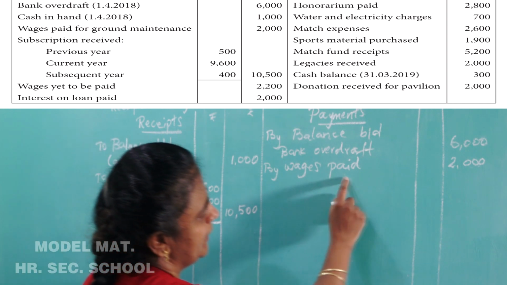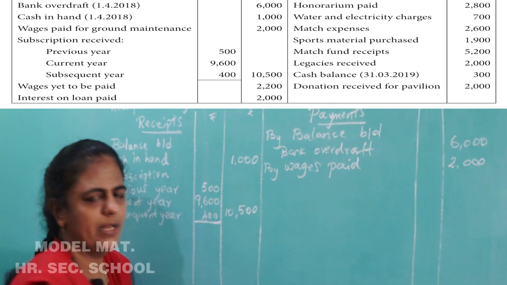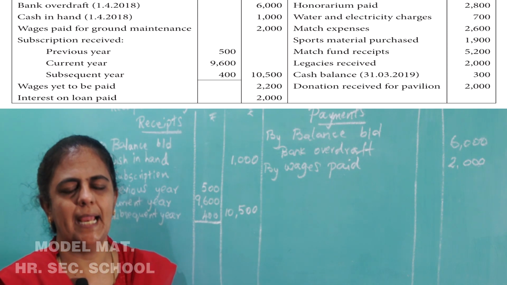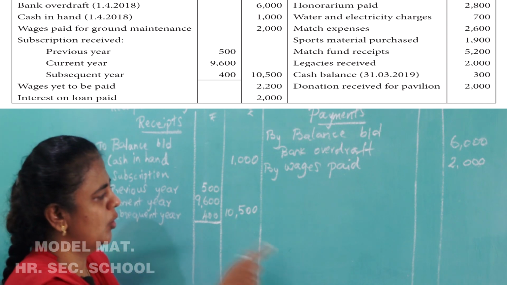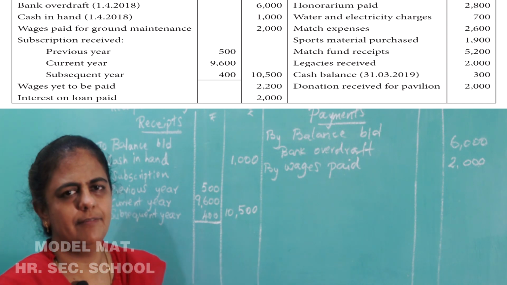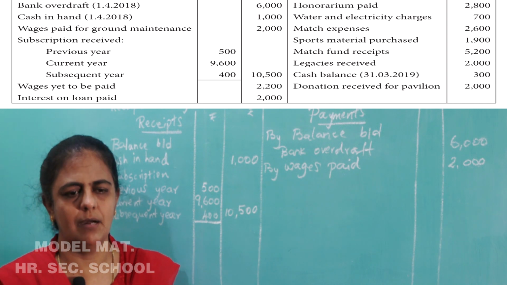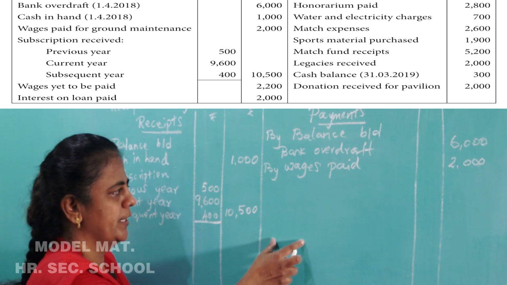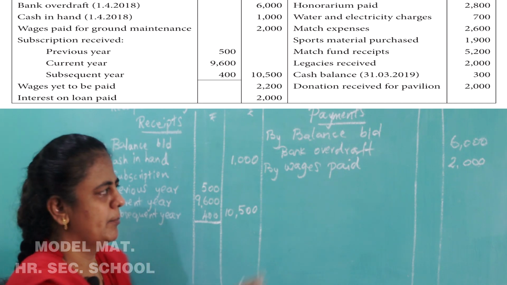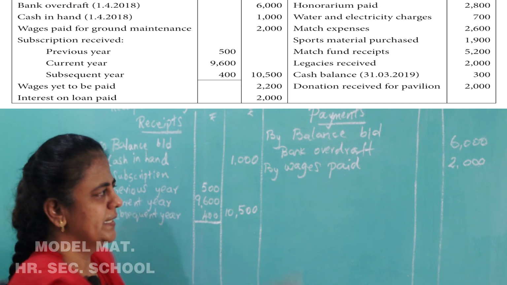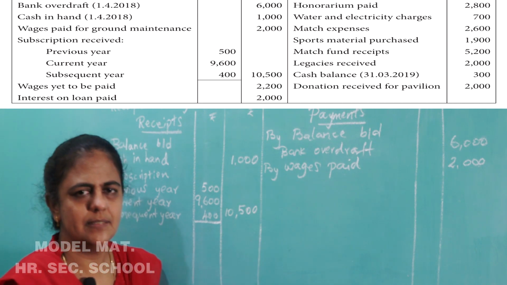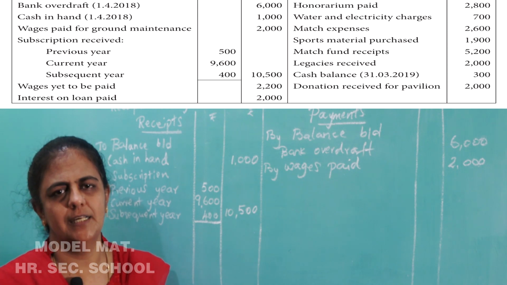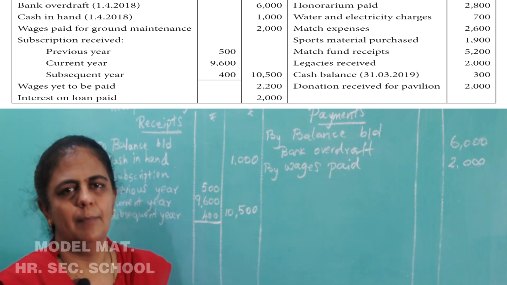Next is wages yet to be paid, 2,200. Listen, children, wages paid I have written here as 2,000 in payments, but wages yet to be paid should not be written here. Why? As I told you, only cash receipts and cash payments have to be written here. What is the meaning of yet to be paid? It is outstanding, it is not paid. That type of expense should not be shown here. Any non-cash item will not appear here. Wages paid can be written, but wages yet to be paid, that is outstanding expenses, are non-cash items, and non-cash items will not appear in the receipts and payments account.